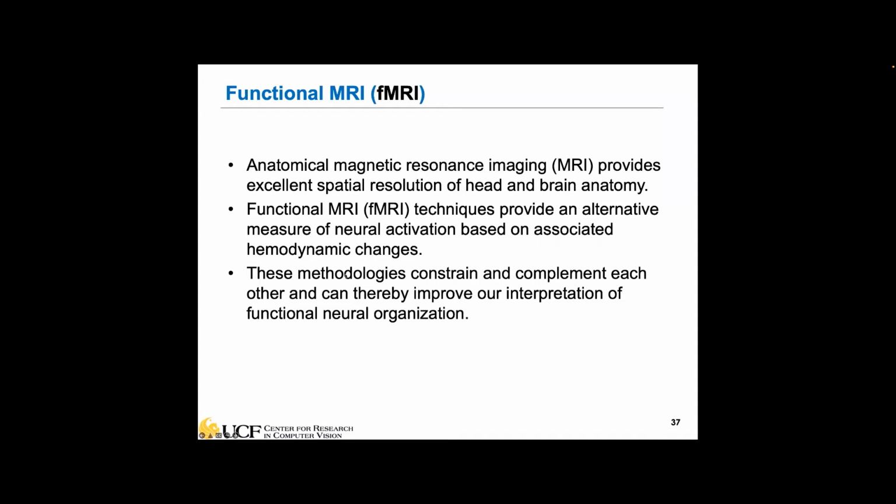So basically fMRI is used to measure the function instead of measuring the anatomy, the structure. Here I want to see what is the biochemical function of specific activities of the brain or maybe other parts. Okay, so these methods complement each other and can be used together to improve the interpretation of functional neural organization.